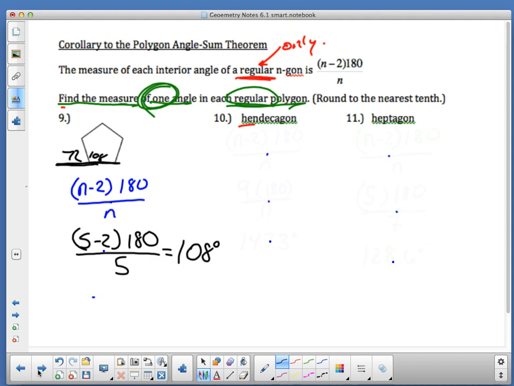Okay? What I would like you folks to do at this time is to find the measure of an interior angle in problem 10, a hendecagon, and in problem 11, a heptagon. Go ahead and get those two done. If you need to, look up the names on the front of this sheet so you can know what your n value is. But this is practice. You should be done with these before we move on. Check out the number that we'd be using and see what up.